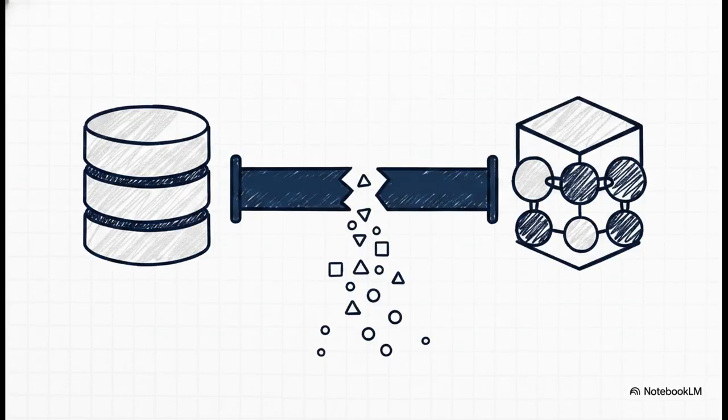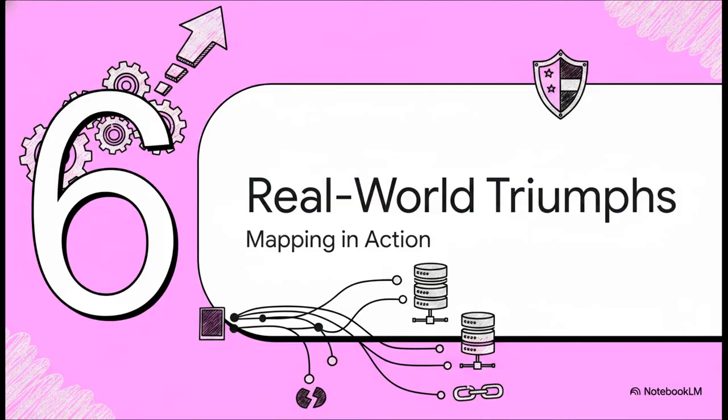But beware, because the biggest hidden danger here is something called schema drift. This is a massive silent risk. It happens when routine system updates, like an app adding a new field or tweaking a data type, silently corrupt your previously perfect connections. If your maps aren't being actively monitored, schema drift will break your compliance reporting without you even realizing it. Let's wrap things up with Section 6, Real-World Data Triumphs.